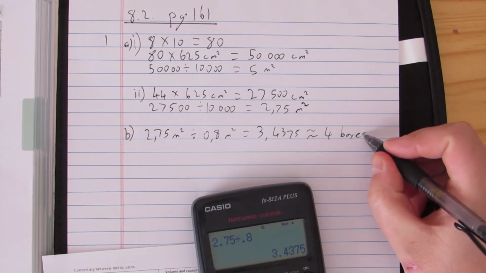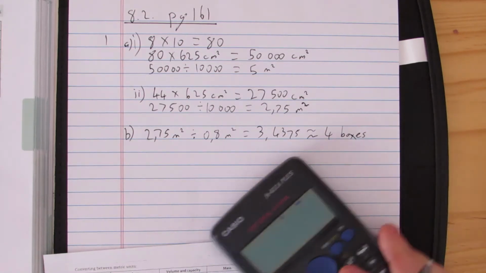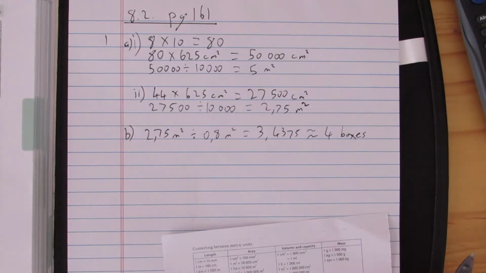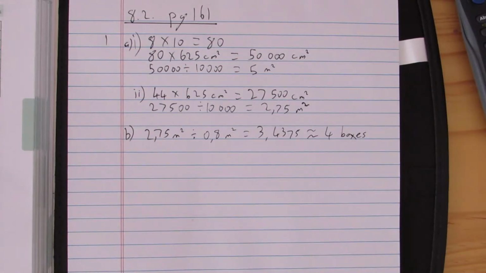Why do I round up? Because we need full boxes, and if I only bought 3 boxes, I would not have enough. So that's all good. Next, question 2.